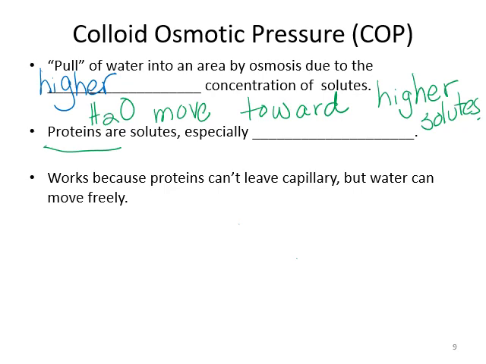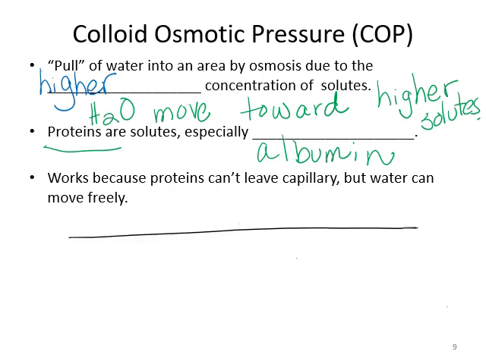especially one certain protein. So let's stop and take a break and see if you remember which protein is really important in the blood for colloid osmotic pressure. So albumin, which is that protein that's made by the liver, is our most important plasma protein for colloid osmotic pressure. So colloid osmotic pressure works because proteins are stuck in the capillary. The proteins are too big to cross this capillary wall.